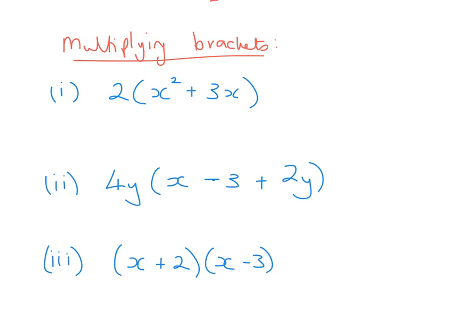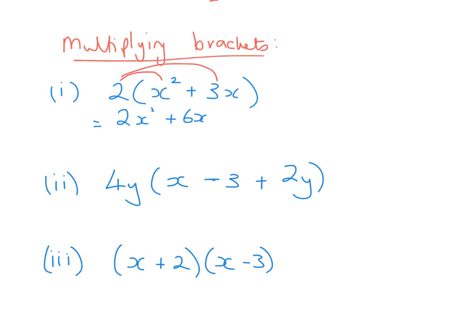So when I do this with my own classes, I always say to them to draw their arrows. We're going to take the number 2 on the outside, and that has to multiply by all of the terms inside the bracket. So it's going to be 2 multiplied by x squared, and that gives us 2x squared, and 2 multiplied by 3x. So we do the 2 by the 3, and that gives us 6x altogether. So that's our first bracket multiplied out.